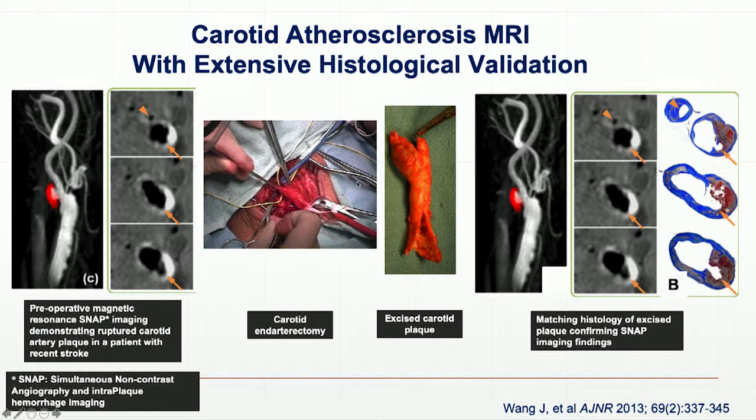In this case, the panel of images is from work we did in Seattle using a technique we call SNAP. Basically, it's a technique for detection of stenosis that also has heavily T1 weighted vessel imaging acquired at the same time. And this is what you get in vivo before the surgery. And this is the specimen at the surgery when it's acquired. And this is what you see in histology of what they look like.